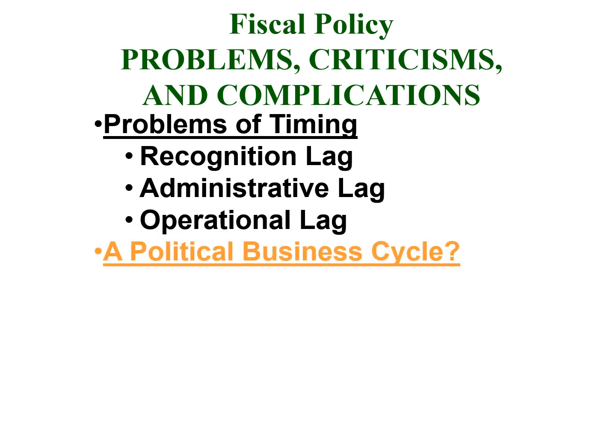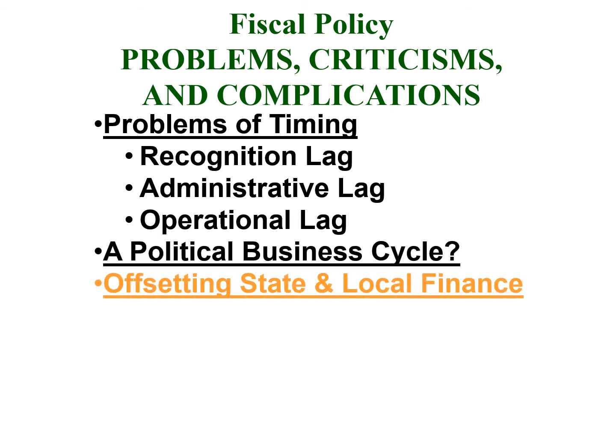The political business cycle. Look, the only job of a politician is to get reelected. It is possible that elected officials may cut taxes and or increase government spending just to make the economy look better prior to an election. This is a major problem, this third criticism, offsetting state and local financing.